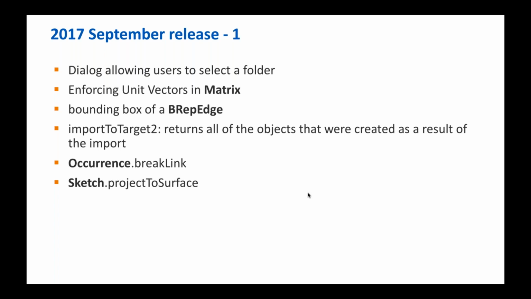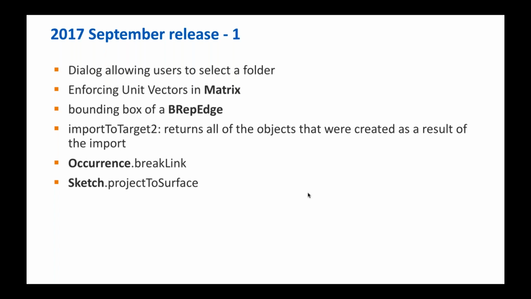And then from then onwards, you can also get back the bounding box for vref edge. And we also have a new version of import to target, which is called import to target 2. In this case, it will return all the objects which were created as a result of calling this function, which is quite useful, because in that case, you know exactly what has been added to the Fusion database, and then you can act based on that.